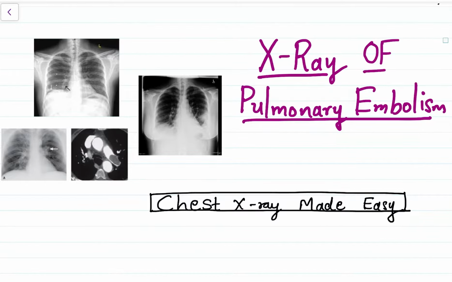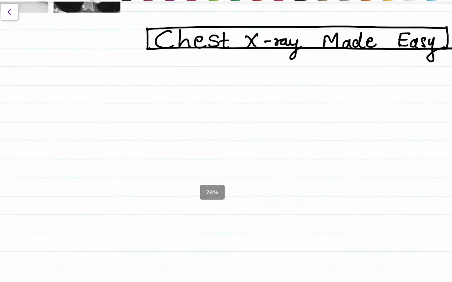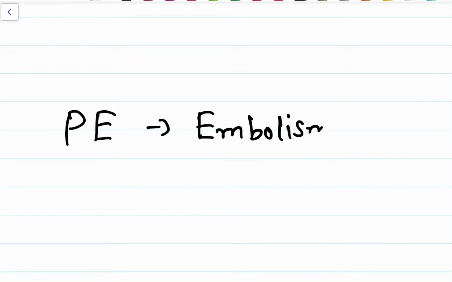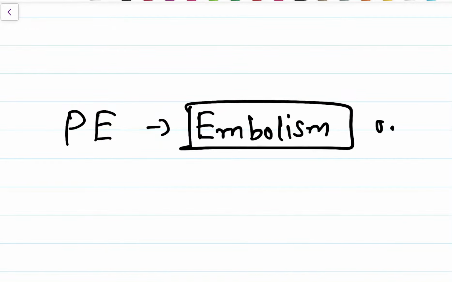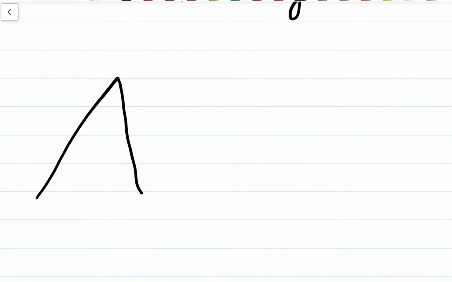In this video, we will talk about the X-ray findings of pulmonary embolism. So first, let's understand in brief what pulmonary embolism is. Pulmonary embolism is the condition in which there is an embolism of the pulmonary artery. Okay, so let's take this as a lung.